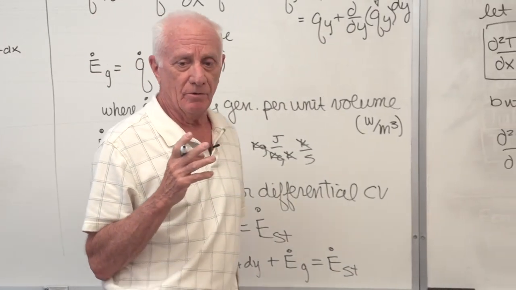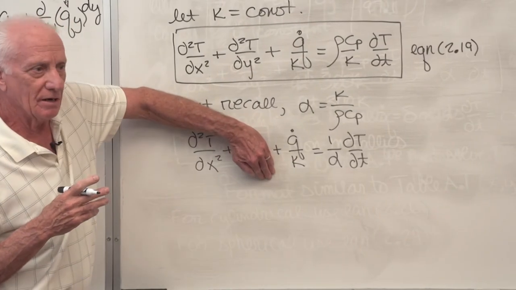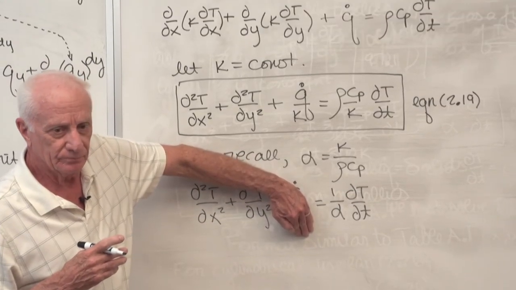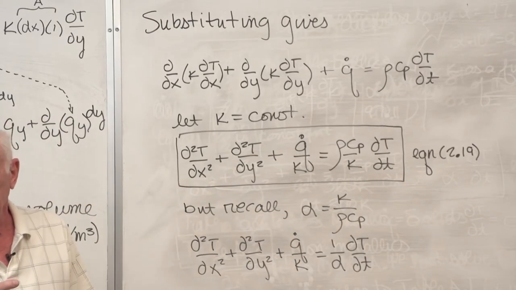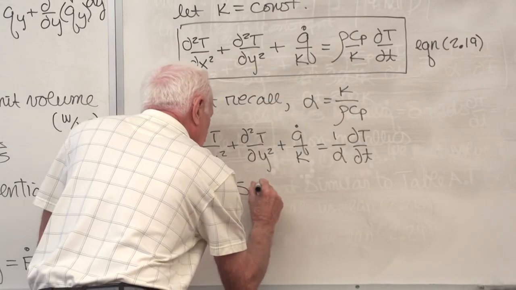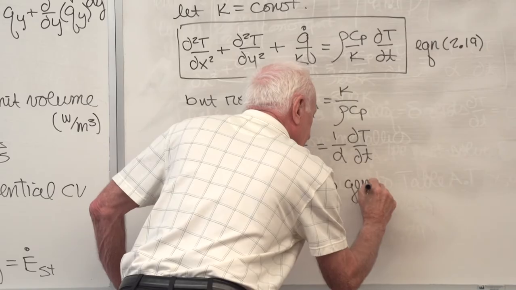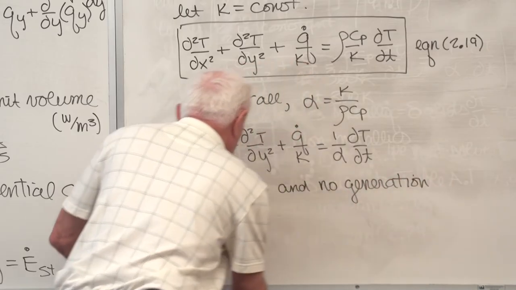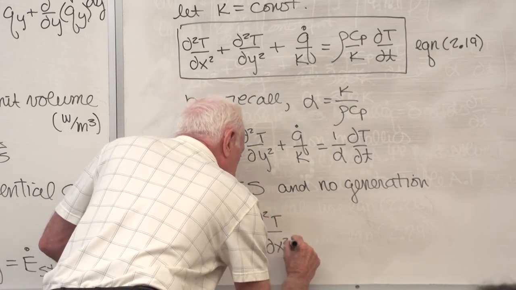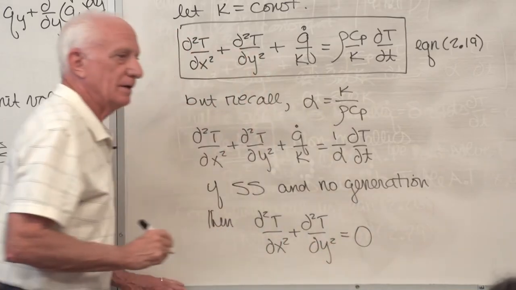Of course, you can reduce the equation down any way you want. Give me some assumptions. Okay, one-dimensional, fine, that term goes out. Tell me the problem has no generation, fine, that term goes out. Tell me the problem is steady state, fine, that term goes out. So if steady state, nothing varies with time, and no generation, then d squared T dx squared plus d squared T dy squared equals zero. Famous Laplace equation.